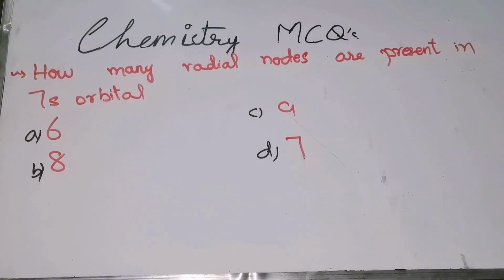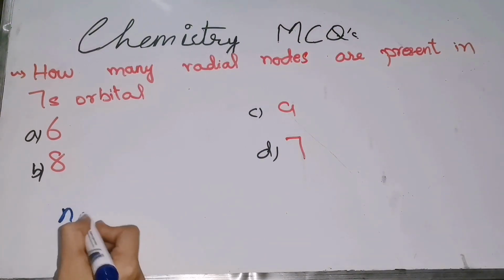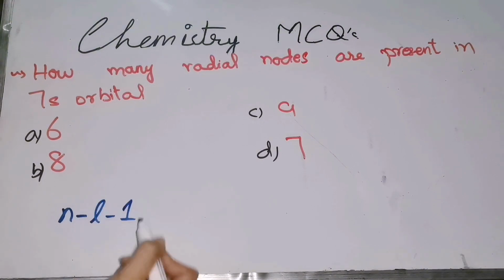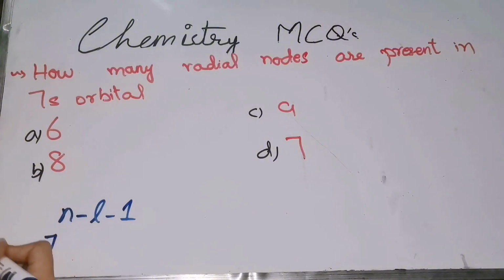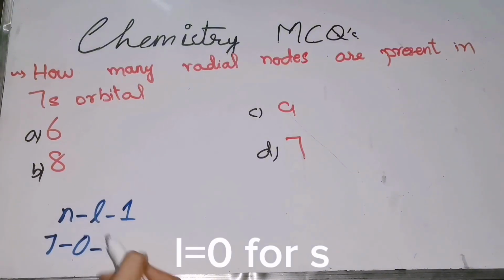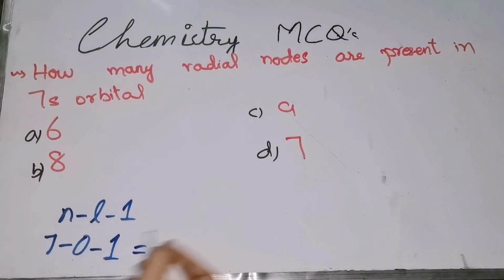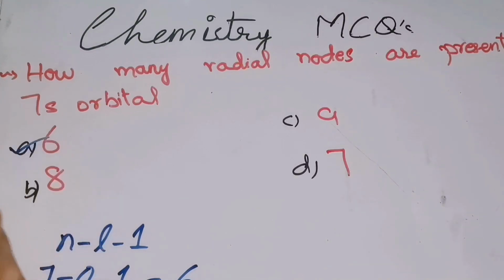How many radial nodes are present in 7s orbital? I already told you the formula for radial nodes. It is n minus L minus 1. So here n is equal to 7. We are having 7s orbital. We know that s is equal to 0, and minus 1. So in this case, how many radial nodes will be present? 6. So the correct option is option A.